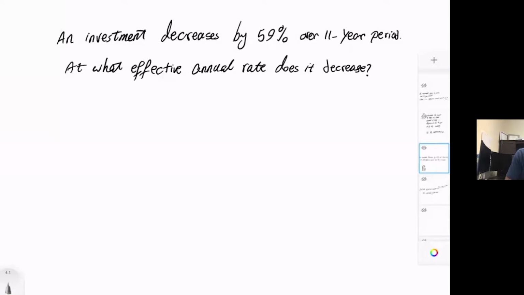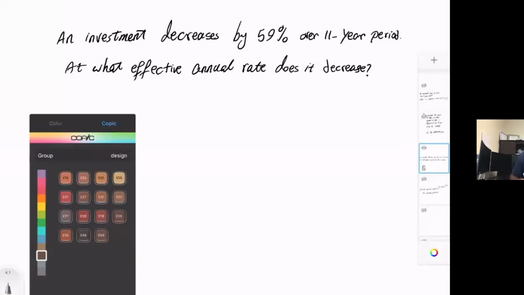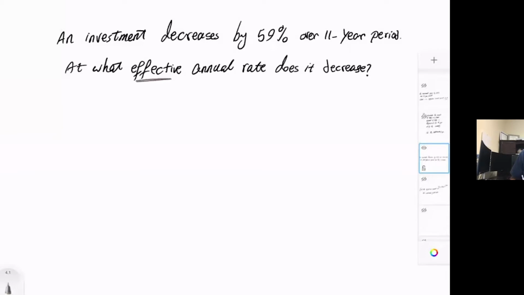Investment decreases by 59% over 11 years period. What is the effective annual rate? So this effective annual rate, we are dealing with R. We want to find R, which was inside of B, then inside of e to the power of k. But before we get to the R, we need to know which formula we're going to use. We learned 3 formulas.